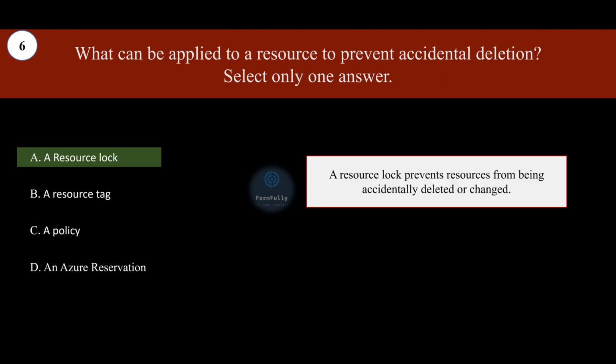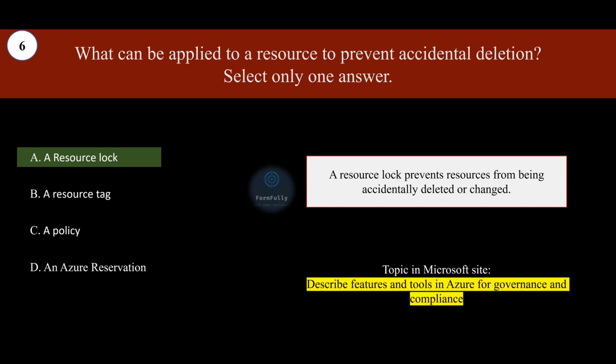A resource log prevents resources from being accidentally deleted or changed. The other option, resource tags, offers a custom grouping of resources. The policies enforce different rules across all resource configuration so that the configurations stay compliant with the corporate standards. So the correct option is resource log. Topic to visit on Microsoft site is describe features and tools in Azure for governance and compliance.